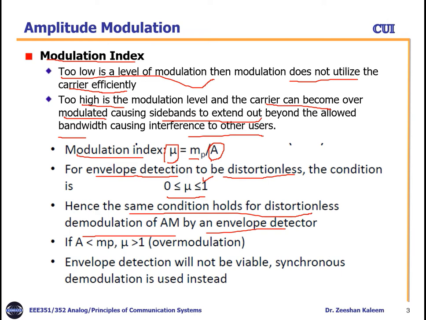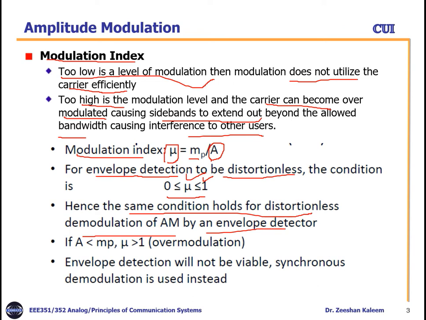If we use the envelope detector, in the coming slides we will see the detailed procedure of how the envelope detector works, but as I briefly introduced in the last lecture, it has the same condition. So this condition is the same for demodulation of an AM signal as well. If it doesn't satisfy this condition, then there will be distortion in the transmission.